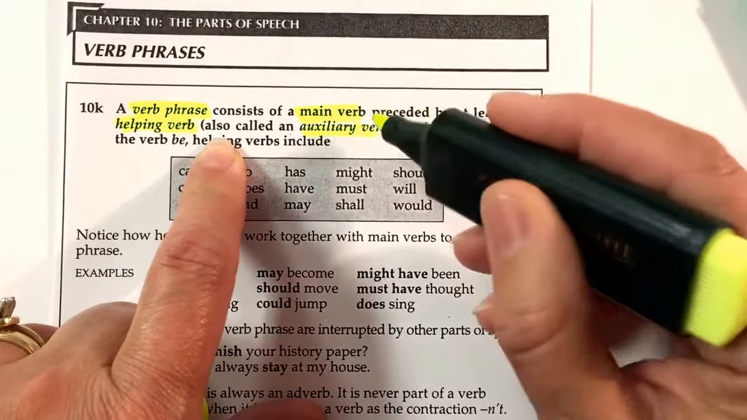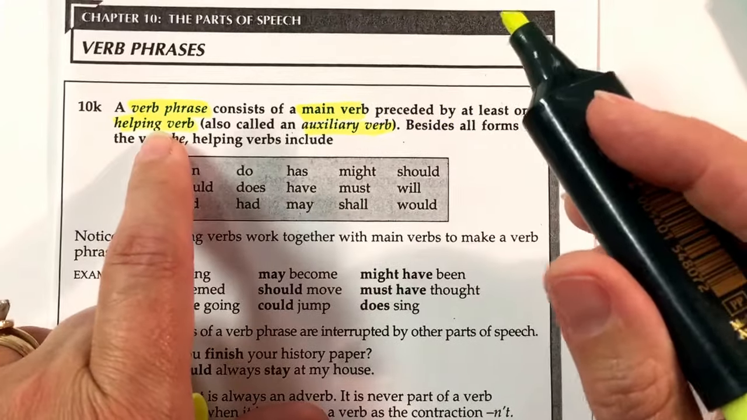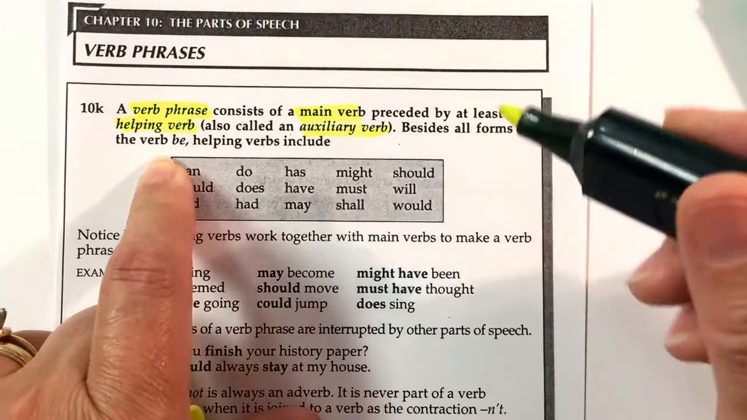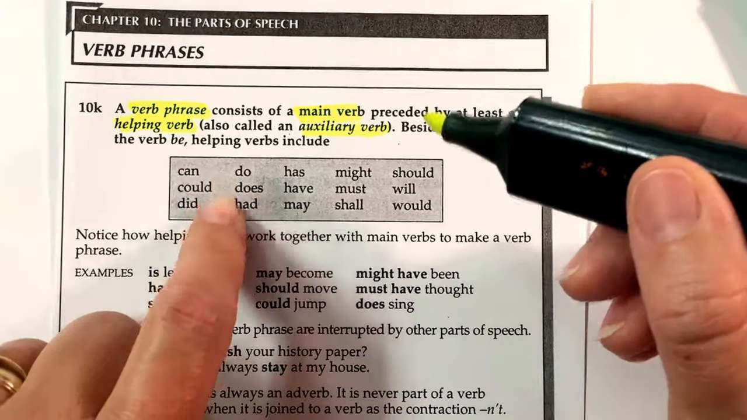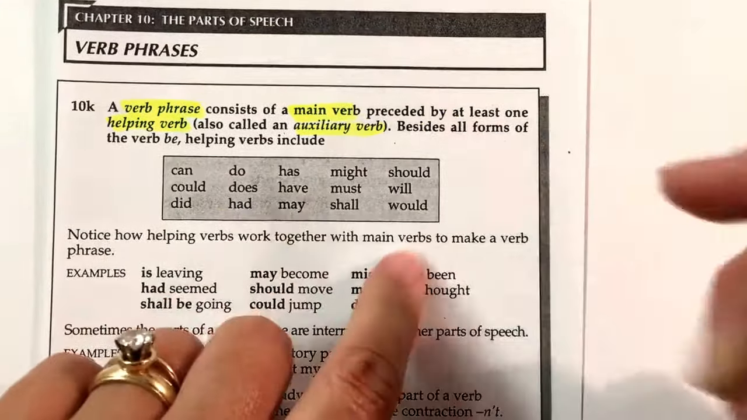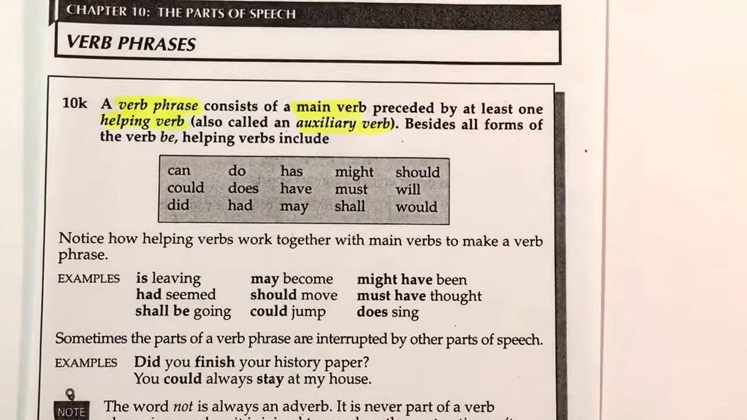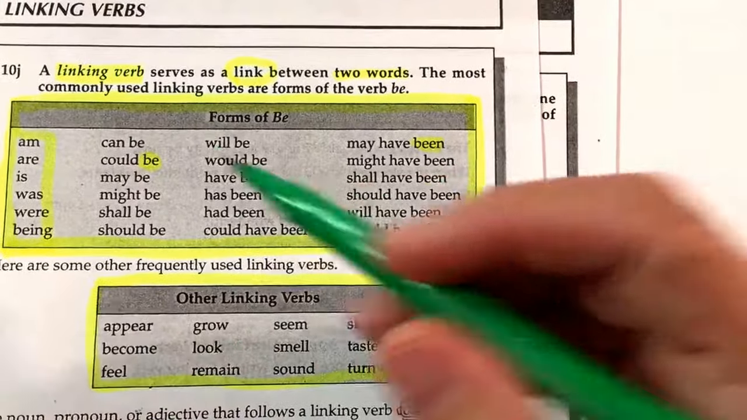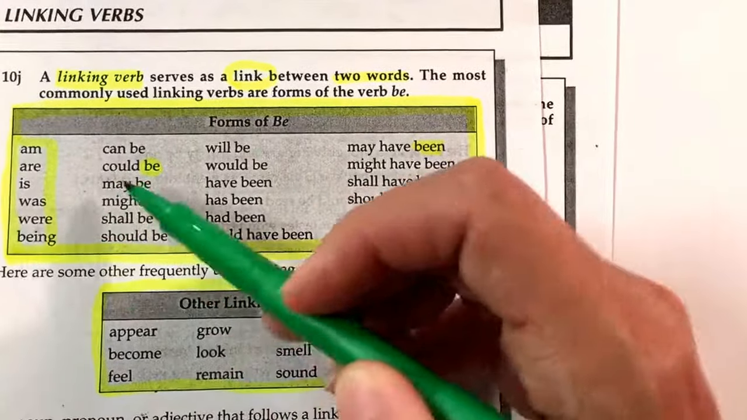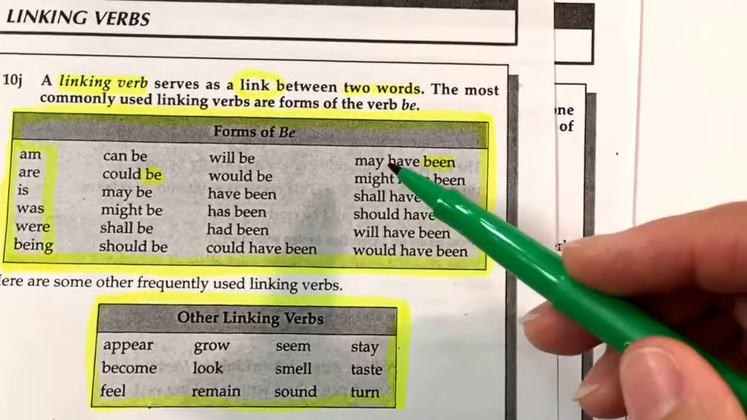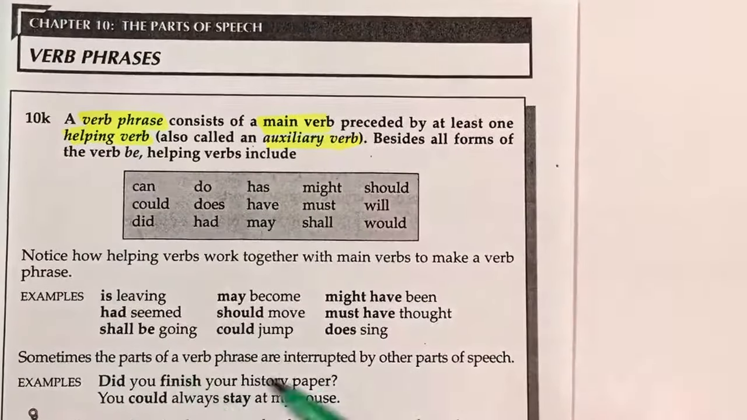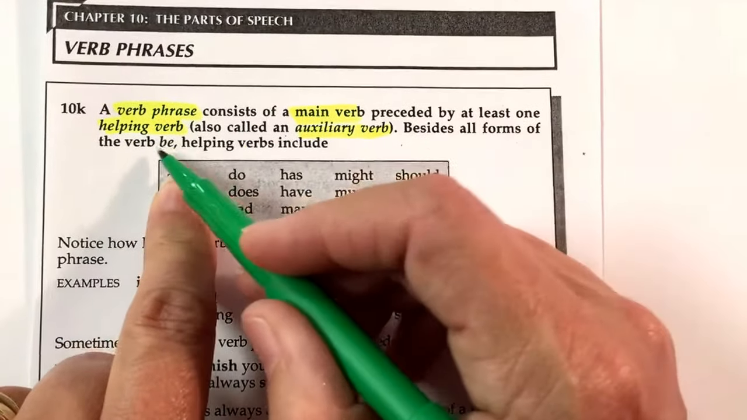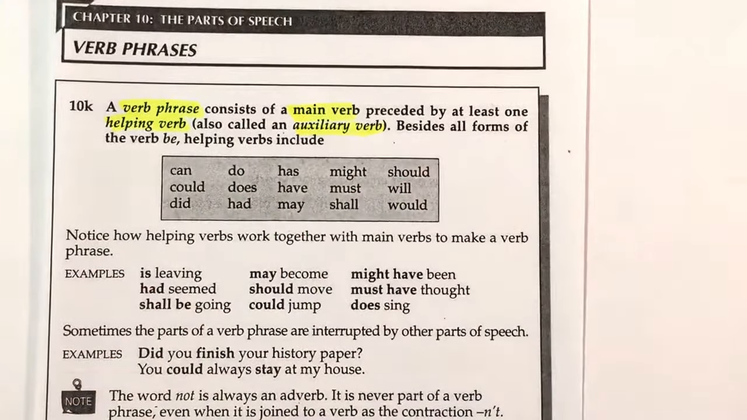So there's a lot of terminology you're learning here. I like the word helping because it makes the verb work, it helps it out. Besides all forms of the verb be, helping verbs also include. So remember the be list that we just did on the assignment before, all these be verbs: is, am, are, was, were, be, being, been, plus all those kind of combinations. So it's all of those, okay? A helping verb is all the be verbs plus these right here.